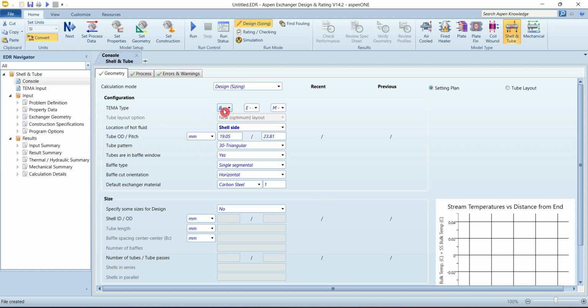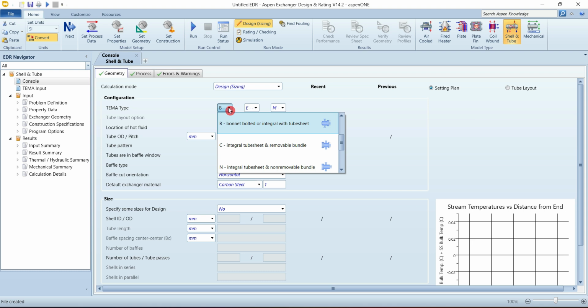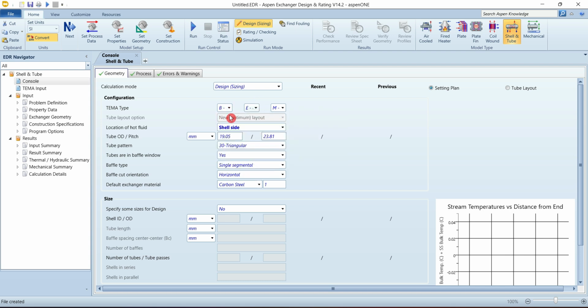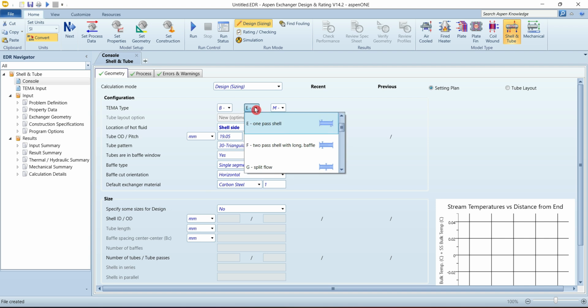It has taken some default TEMA classification. You can notice the front has taken as the bonnet bolted. If you want to have the removable cover, that is the TEMA A, or other one. Similarly, the shell, by default it has taken one pass shell. If you are working with a different example and you need a different shell, then you can pick other option.